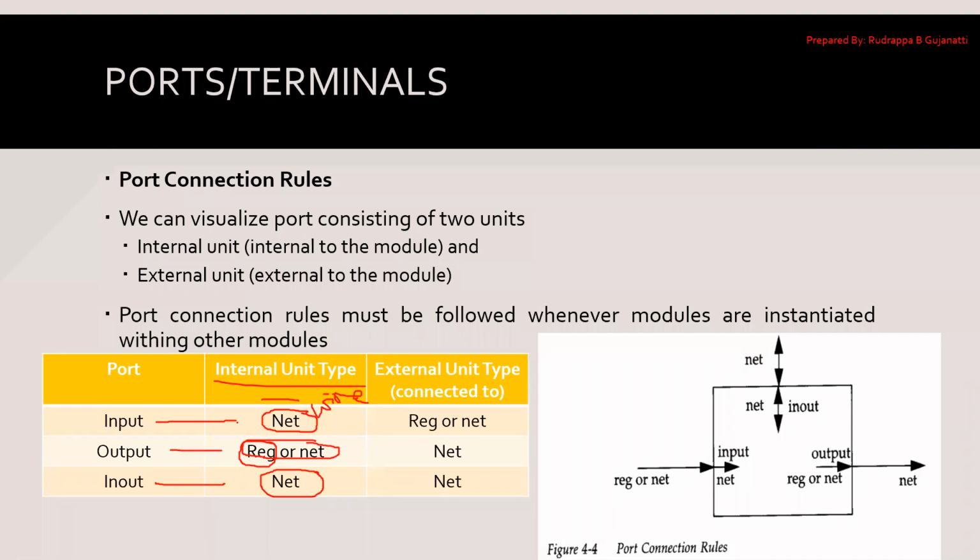So when these connections are internal to the module, this is the data type we have to provide. That is what we have specified here: when the port is internal to the module, input is net data type, in-out is also net data type, and output is register or net data type.